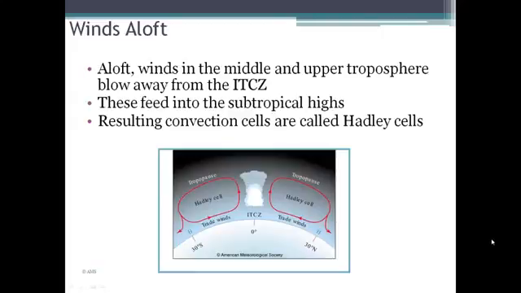For part 2 of the Chapter 9 lecture, we'll talk about upper atmosphere winds, or as they're called, winds aloft. And these are winds that are in the upper atmosphere. We start by looking at the intertropical convergence zone, which you remember is the band around the equator, which migrates north and south depending on season, where we have convergence.